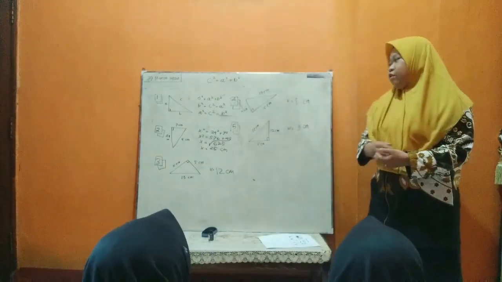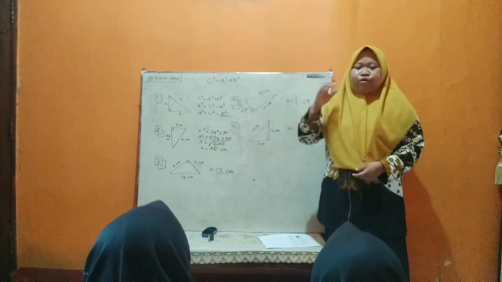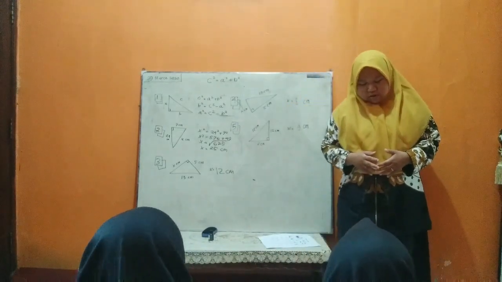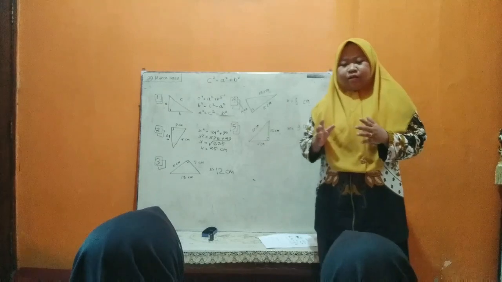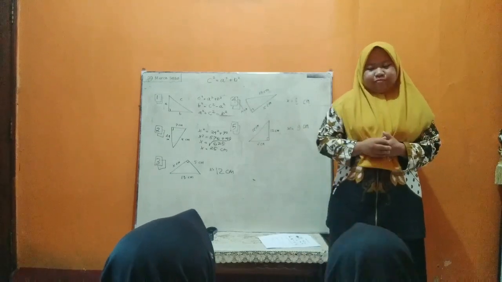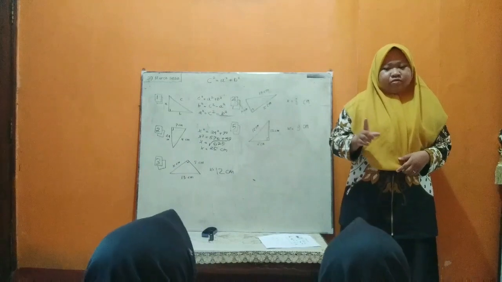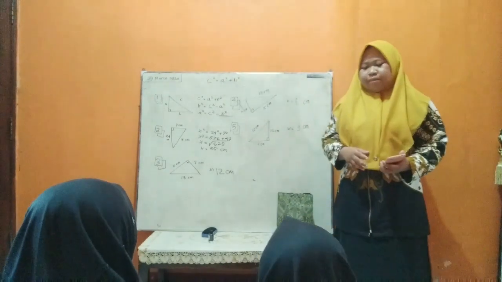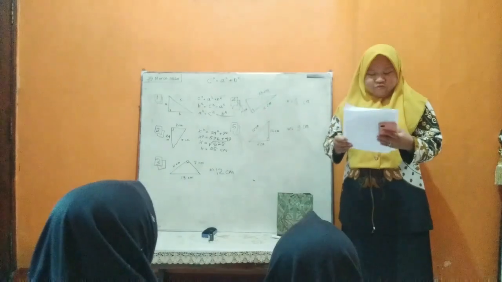Okay. After we learn about proving the Pythagorean theorem and do this exercise, now you must do a quiz. Any 4 questions. If one of you gets a score of 100, I will give you something. Please do the quiz in about 10 minutes. Let's start. Time's up. Please collect your quiz. I will correct it.